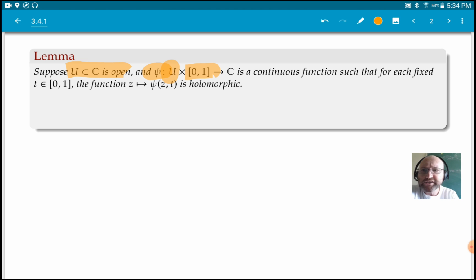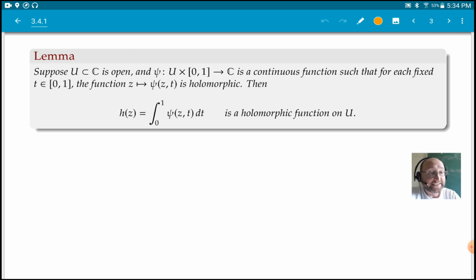And such that for any fixed t, so if you fix a t and you just look at the function as a function of z alone, that function is holomorphic. All right? Then, given this, we have that if I integrate out the t, so if I integrate from 0 to 1, where this t is defined, this function c, then I get a function of z alone. There's no more t, and that is a holomorphic function in U.